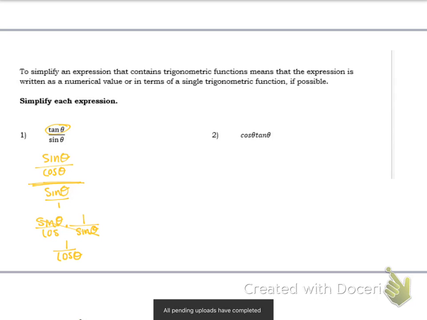Okay, my next one, I've got cosine and tangent. Tangent I know is sine over cosine again, so I'd be multiplying by sine over cosine. Same thing on top and bottom, because that's over 1, they can cancel. So my final answer is just going to be sine of theta.